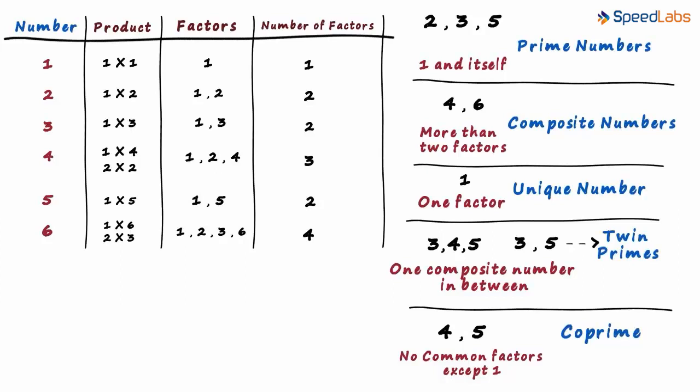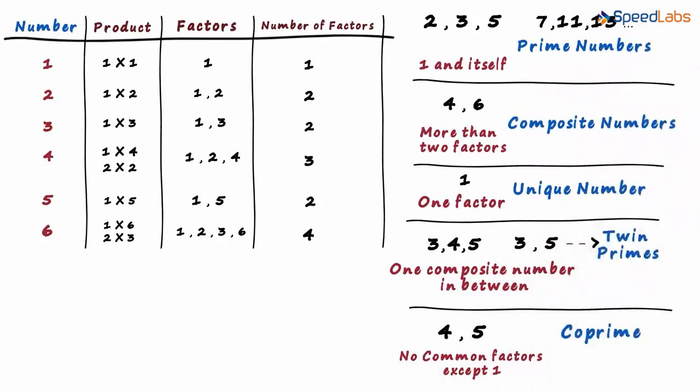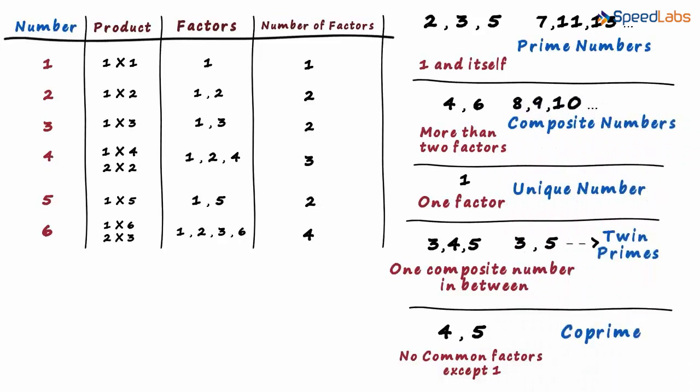Let's revise everything quickly. Numbers which have just 2 factors, 1 and itself are called prime numbers. A few more examples are 7, 11, 13, and so on. Numbers which have more than 2 factors are called composite numbers. 8, 9, 10, and so on are called composite. 1 is a unique number since it has just one factor. It is neither prime nor composite.